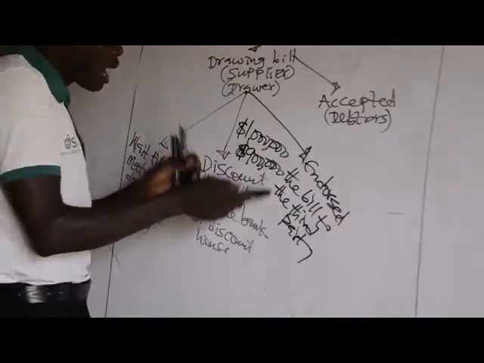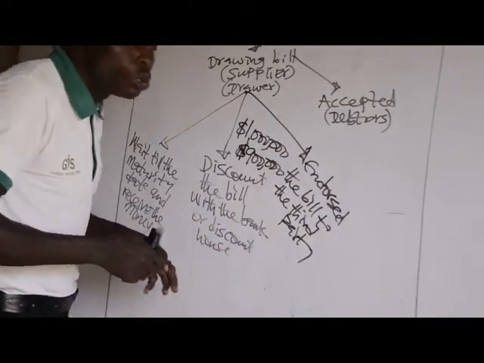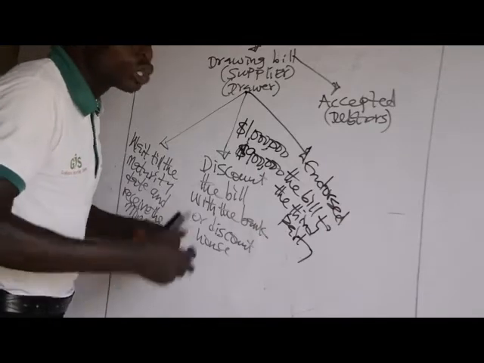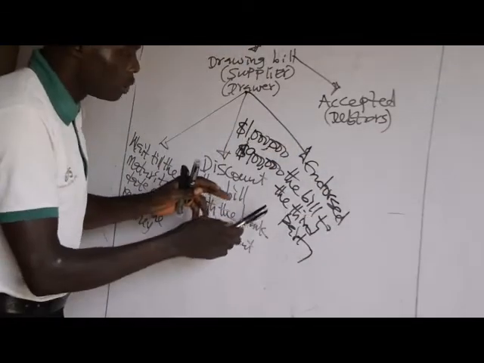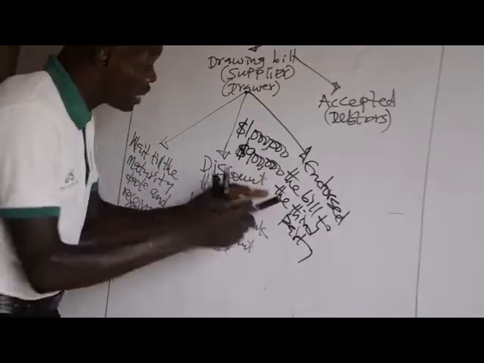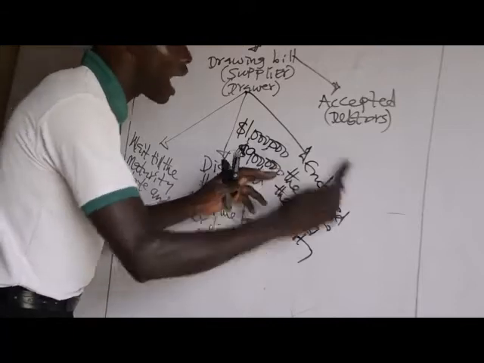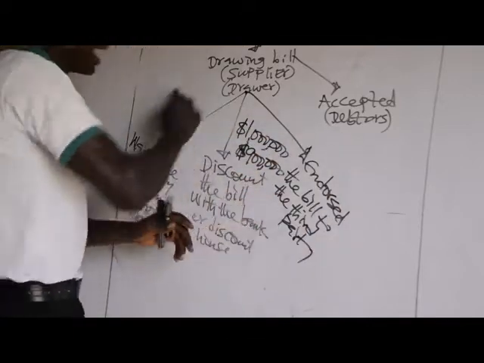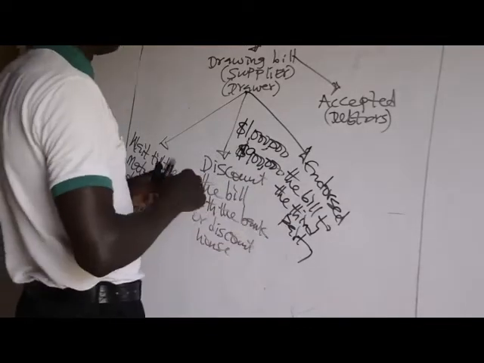Meaning that if the drawer is owing someone, he might decide to use that bill to settle the sum he himself is owing. Another person is owing him, and he too is owing another person. He now uses that bill to settle his indebtedness with the third party. That process is what we call endorsing the bills.